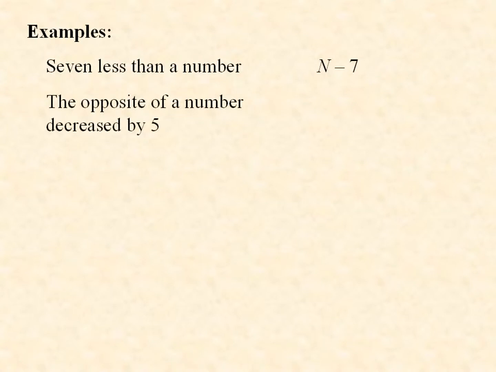The opposite of a number decreased by 5. Decreasing something means making it smaller. So we start with the opposite of the number, negative n, and we subtract 5 because we're making it smaller.